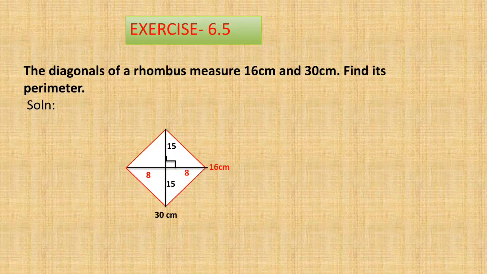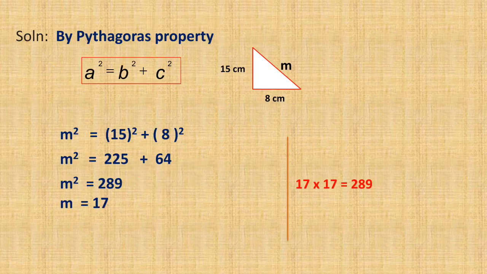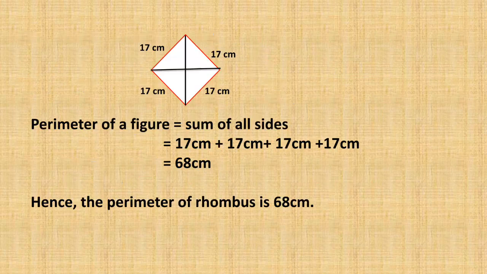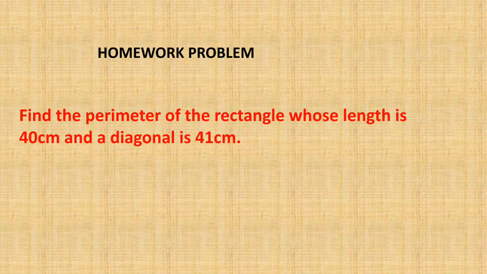First, we split the measurement of the diagonal equally. After that, we consider only one right angle and use the Pythagoras property to find the hypotenuse side. Using that hypotenuse, we found the perimeter of the rhombus. Clear? Now, this is your homework problem.